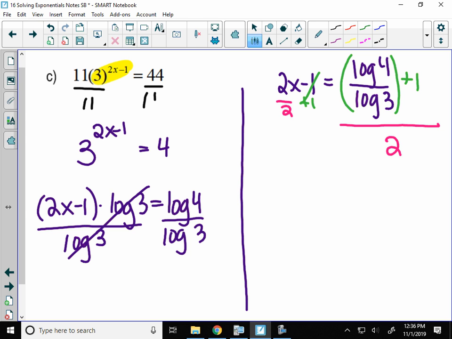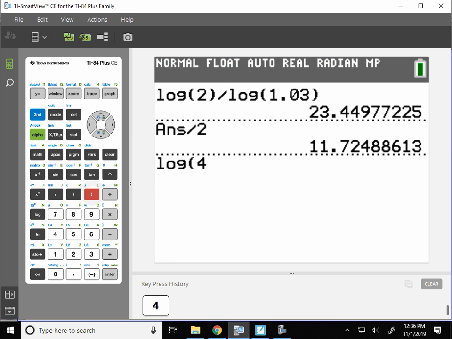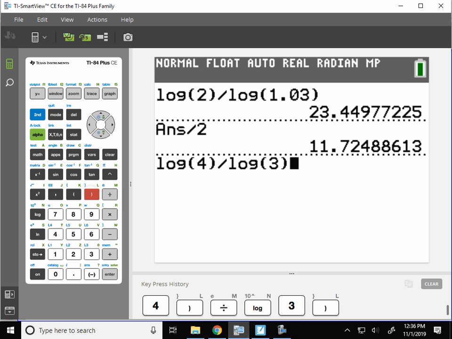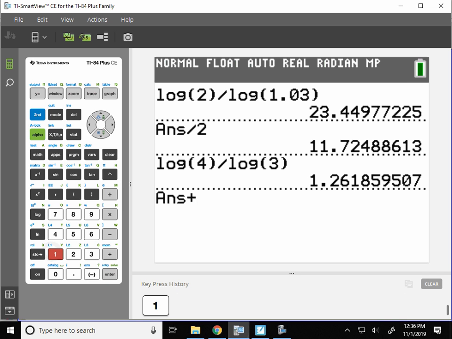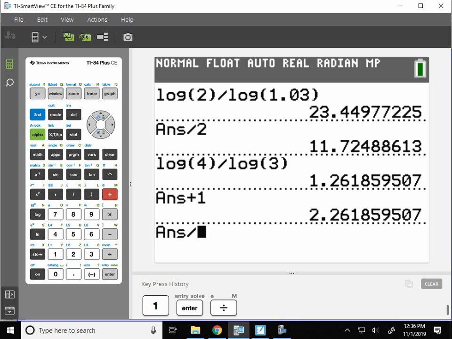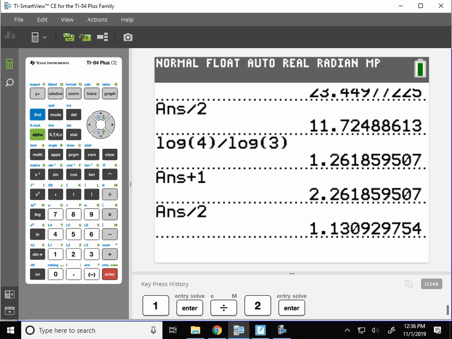So when I put that in my calculator, you're going to do log of 4 divided by log of 3 and hit enter. Then what part are you going to do? Plus 1 and then hit enter again. And then divide by 2. So let's all make sure we get the same thing. Log of 4 divided by log of 3, hit enter. Plus 1, enter. Divide by 2. And did you get 1.131? All right.